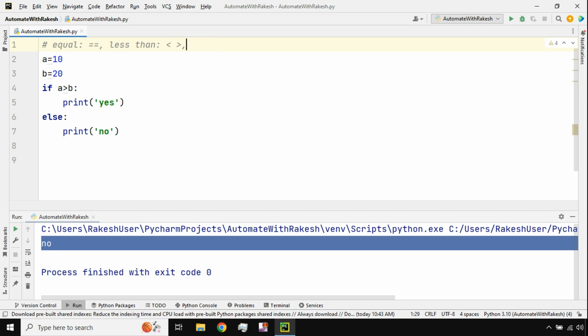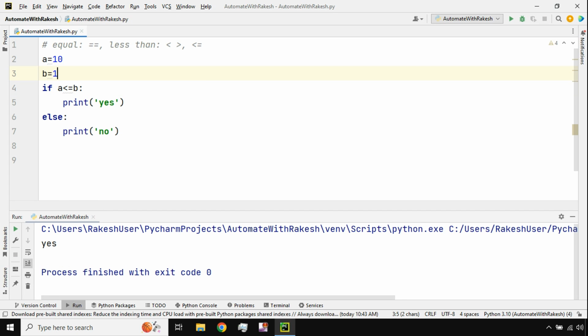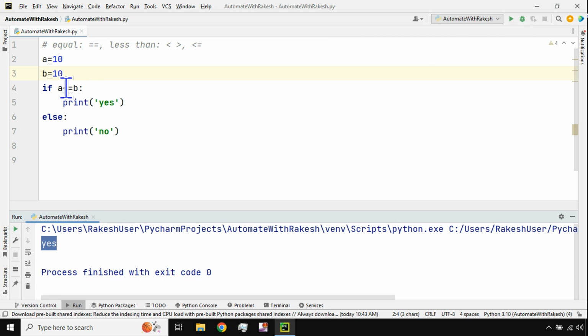If you have to write less than or equals to, how do you write it? So less than equals to. Okay, for example, if a is less than or equals to b, this is how you write. So it should print yes, since it is less than. Let's say if I make it the same value for b, what would happen? It is saying yes. In the same way, greater than equals to will be written like this. Okay, so these are a couple of logical operators that are quite general in most programming languages, with not much difference. So this is what you should know about.